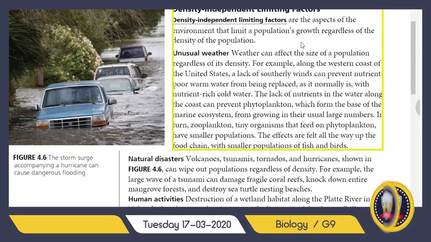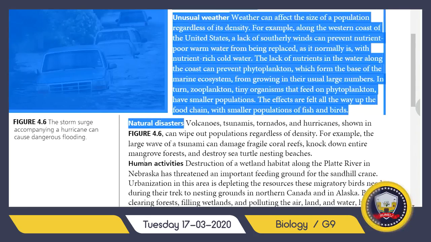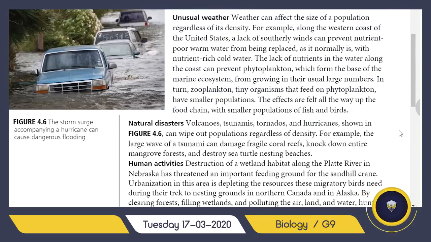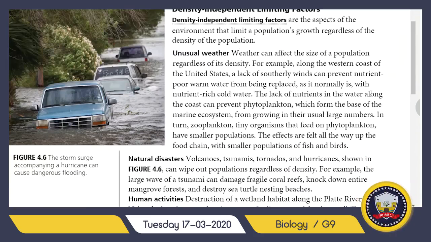And the unusual weather, natural disasters, human activities. So the population growth here is affected by the environment regardless. The density of the population here is not relevant in any way. So, unusual weather. If the weather changes in a not normal way, it will affect the ecosystem one way or another.